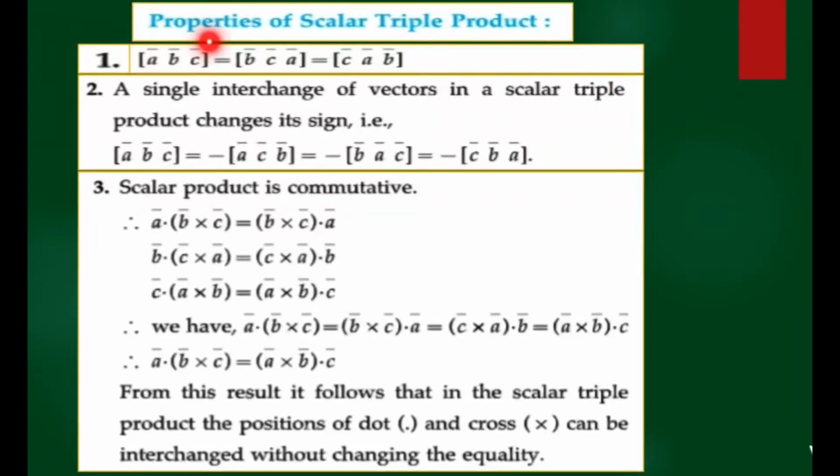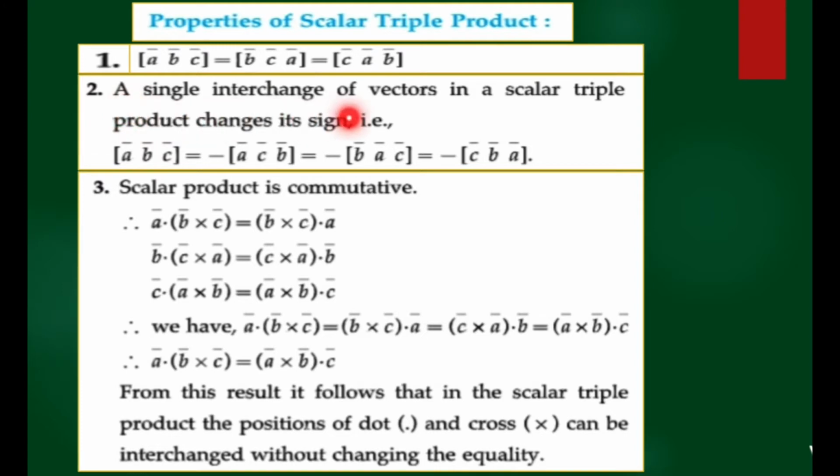So we discuss, before solving the problems, properties of scalar triple product. Now see the first property, A bar B bar C bar, that means box product of A bar B bar C bar is equal to B bar C bar A bar equals C bar A bar B bar. That means when we rotate these vectors A B C in cyclic order, then their box product or their scalar triple product is the same.